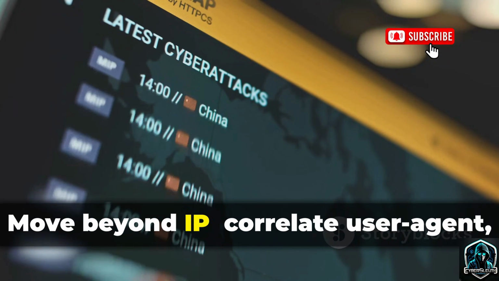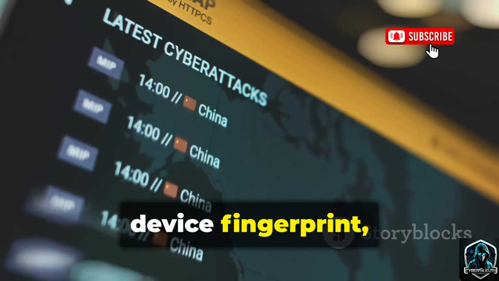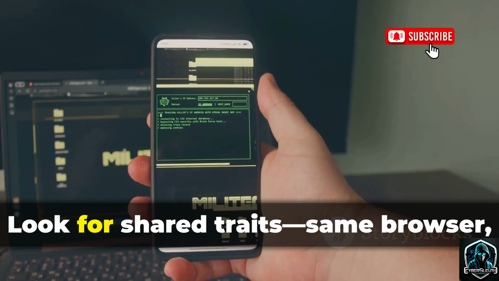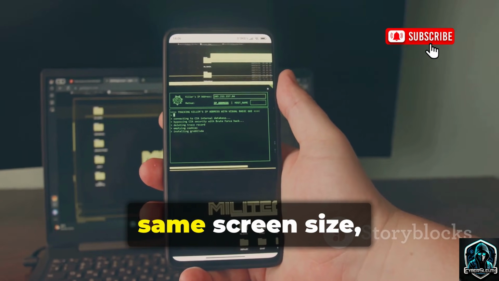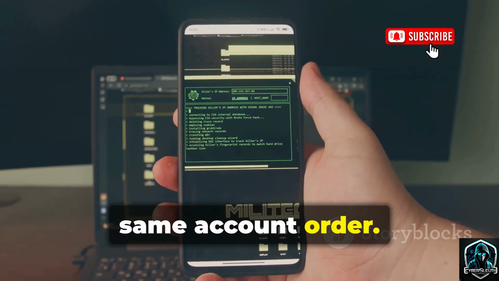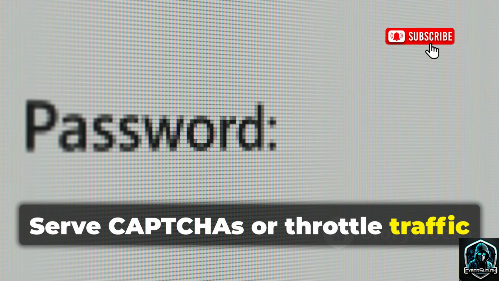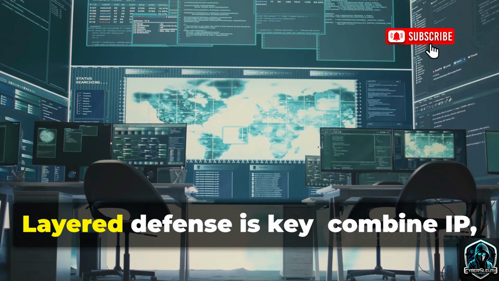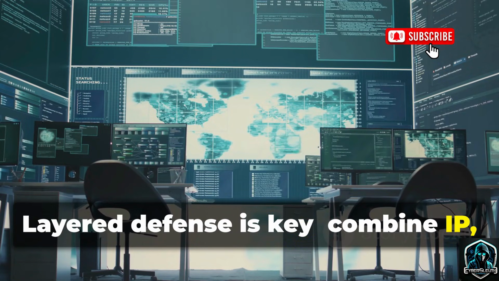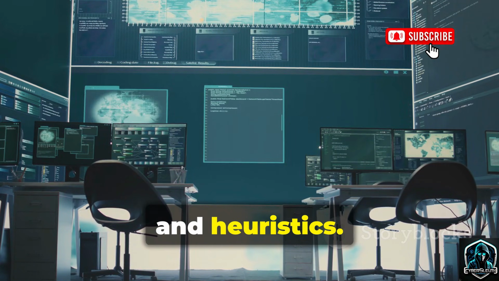Move beyond IP. Correlate user agent, device fingerprint, and attack patterns. Look for shared traits: same browser, same screen size, same account order. Flag suspicious flows for deeper inspection. Serve CAPTCHAs or throttle traffic matching attack fingerprints. Layered defense is key. Combine IP, device, behavior, and heuristics.